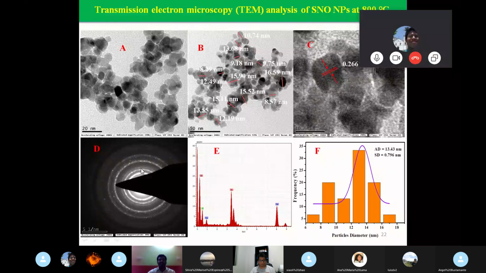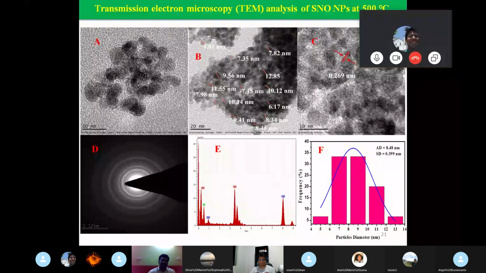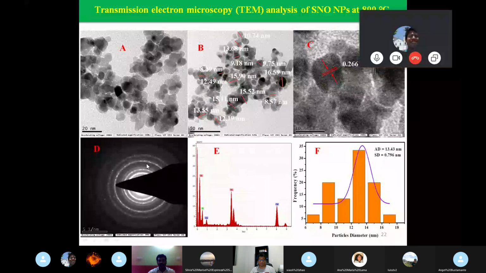Selected area electron diffraction: we can see circular rings and dotted spots. In the first sample, there is no circular ring and no bright spot. In the second sample, the circular ring is there, but no dotted spot. In the third sample, there are circular rings and bright spots. It is a very good crystal, and we can confirm the very good polycrystalline nature. E represents the elemental analysis. F represents the histogram of the particle size, around 30 nanometers.